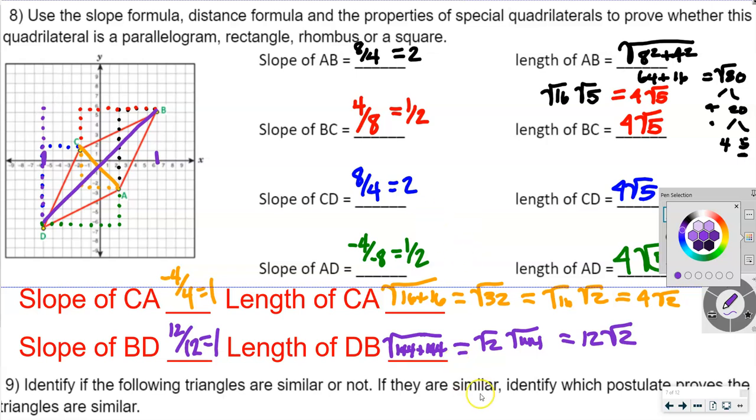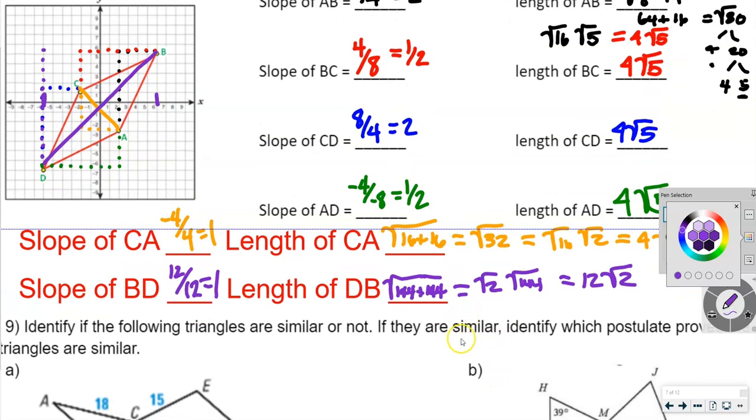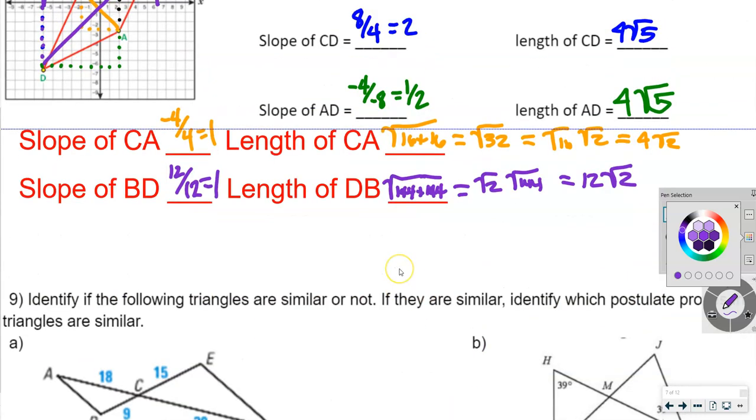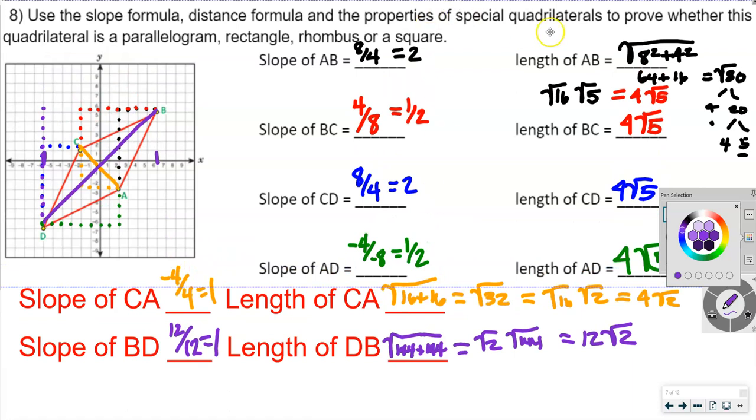Okay, so now let's talk about what we have found to be true. I'm going to move this down so we have a little more space to work with. So what have we found to be true? Notice all these sides are the same, right? So we can say that AB is equal to BC is equal to CD is equal to AD, right? So that means it's either a rhombus or a square, right?